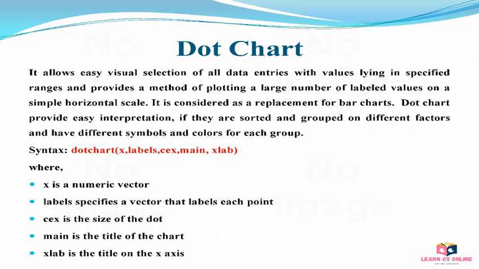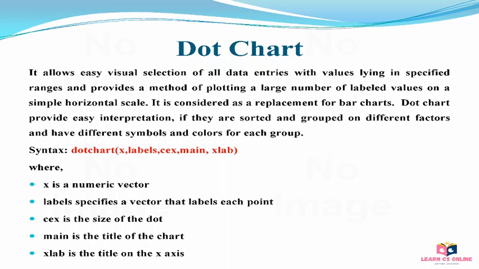Dot chart allows easy visual selection of all data entries with values lying in specified ranges and provides a method of plotting a large number of labeled values on a simple horizontal scale. It is considered a replacement for bar chart. Dot charts provide easy interpretation if they are sorted and grouped on different factors and have different symbols and colors for each group.